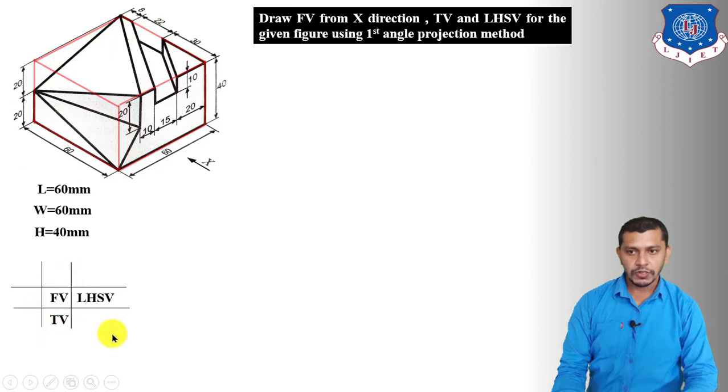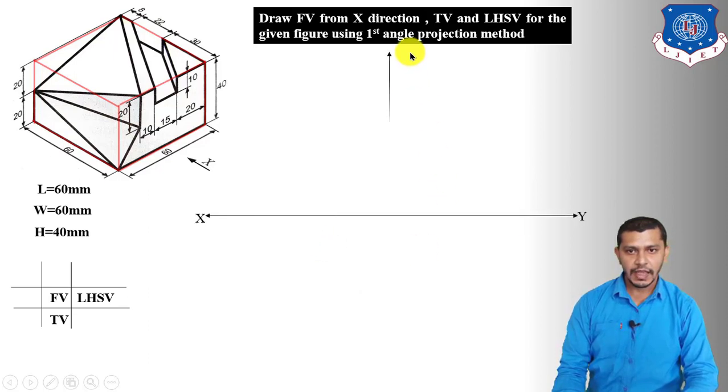So now we have to position these views by using the xy line and x1 y1 line. So draw xy line and x1 y1 line. So consider this as a xy line and this will be our x1 y1 line. So we will get the front view in the second quadrant. So front view over here and front view will show us the length and height of the object.